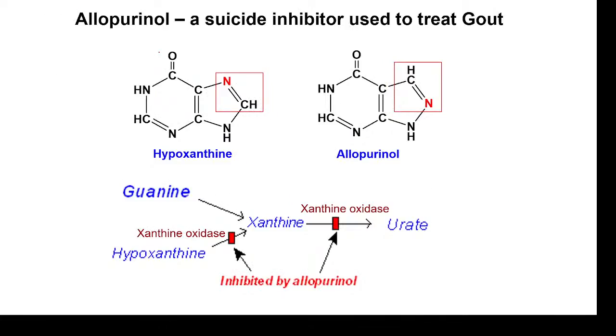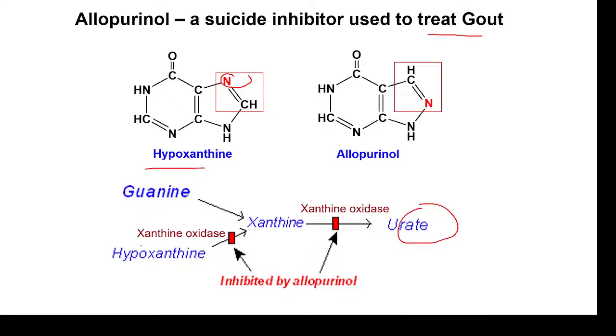So allopurinol, a suicide inhibitor, is used to treat gout. So what it does is it will prevent the formation of uric acid. Okay, allopurinol, it will prevent the formation of uric acid. So this is hypoxanthine. So the structural difference you can observe, it is only the position of nitrogen. Okay, so it will block. So allopurinol will block the conversion of hypoxanthine to xanthine.